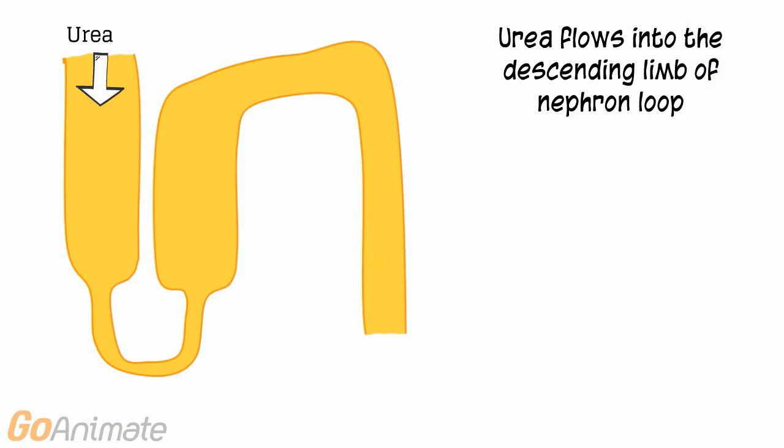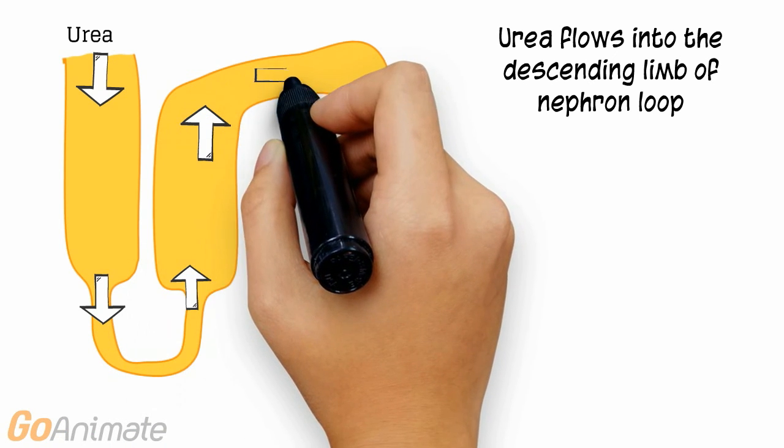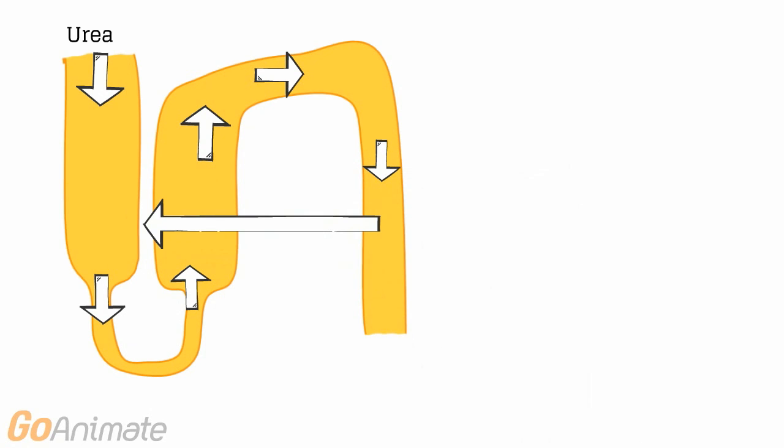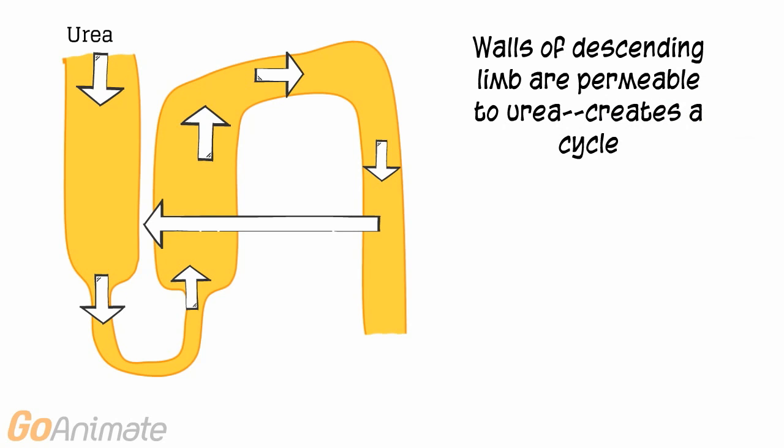Urea cycles through the nephron. Urea flows into the descending limb of the nephron loop, and then to the ascending limb and distal convoluted tubule. The collecting duct is permeable to urea, so it flows back into the interstitium of the medulla. Urea can move back into the descending limb of the nephron loop because it is permeable to urea. This creates a cycle which works to maintain the high solute concentration gradient in the medulla.